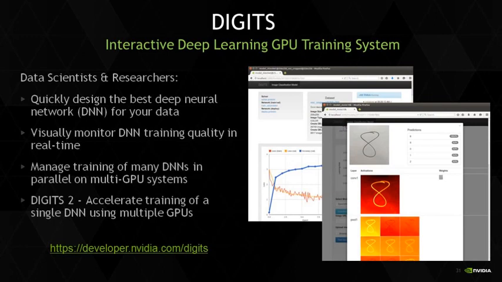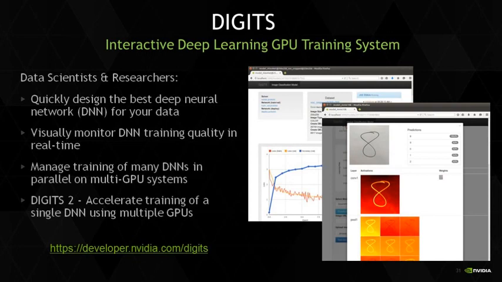So cuDNN supports the frameworks to accelerate their deep learning training. Digits is an NVIDIA tool aimed at data scientists and researchers, which provides a graphical interface for Caffe today and in the future the other frameworks too. This interface allows you to visually manage your data, visually manage the architecture of your deep neural network, monitor the training of the neural network to ensure that your model is learning, is gaining good performance against your task, your classification task, for example.